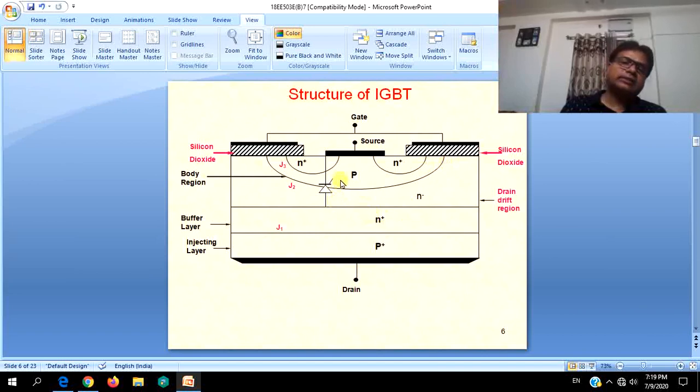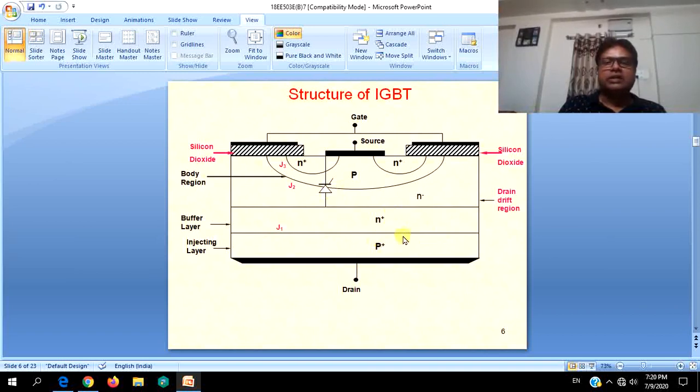And there is another thing shown over here. You can notice that this is nothing but an SCR or thyristor, which is connected like this in the forward direction, that is from drain towards source. This is a condition which we have to discuss in the next slides.